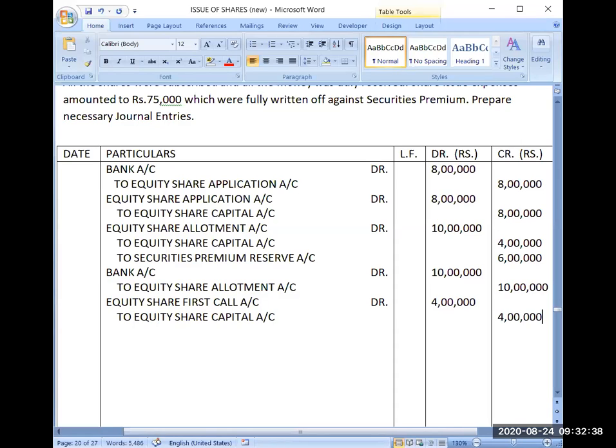Whatever you do, do it logically and speak the logic also while doing it. Now, bank account debit four lakh to equity share first call account.